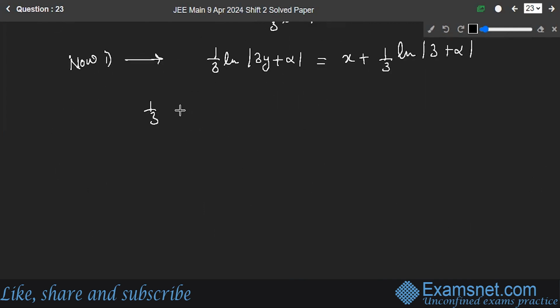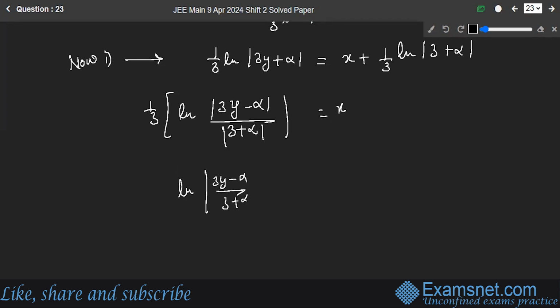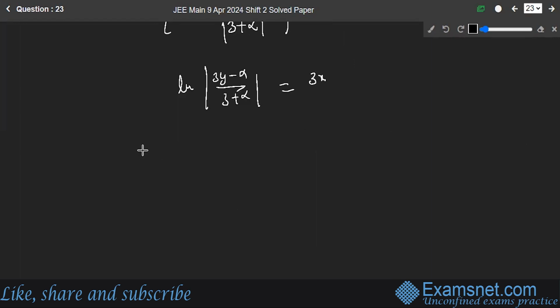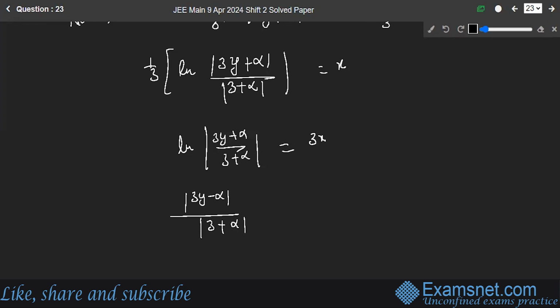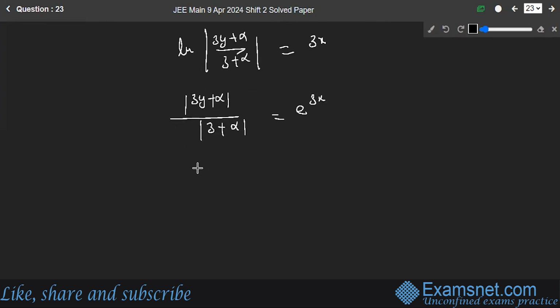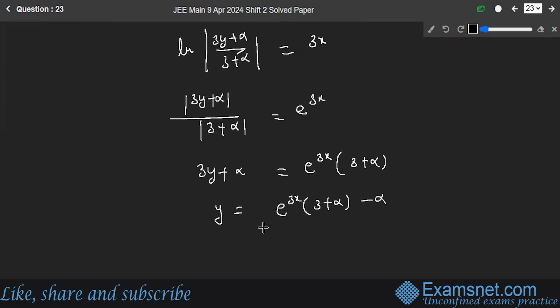Let's take it on the left hand side. This will be 1 by 3 log of 3y plus alpha minus 1 by 3 log of 3 plus alpha, and that's equal to your x. So this will be log of 3y plus alpha upon 3 plus alpha is equal to 3x. Now taking e to the power on both sides, this will be 3y plus alpha upon 3 plus alpha is equal to e power 3x, or 3y plus alpha is equal to e power 3x into 3 plus alpha, or y will be equal to e power 3x into 3 plus alpha minus alpha, into 1 by 3.